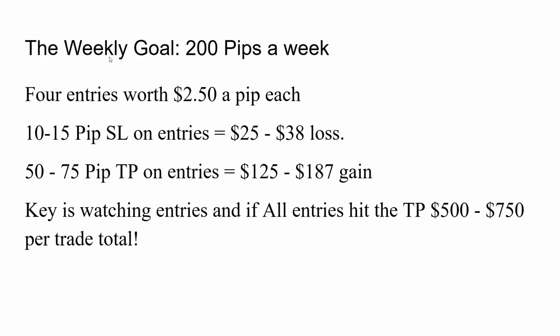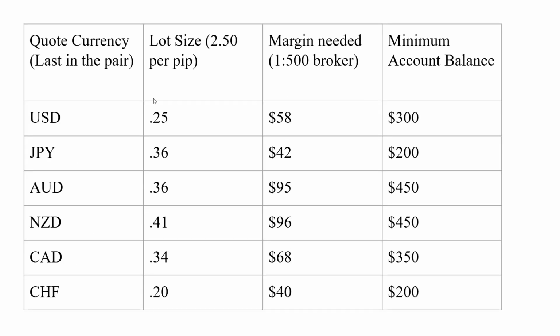In other words, it's not just 125 and that's it. You're taking 4 of these 125 trades. So it's 125, 125, 125, and 125, which puts you at 500. This is 187 plus 187 plus 187 plus 187, which puts you at the 750 range right there. But your lot sizes are still all the same right here.